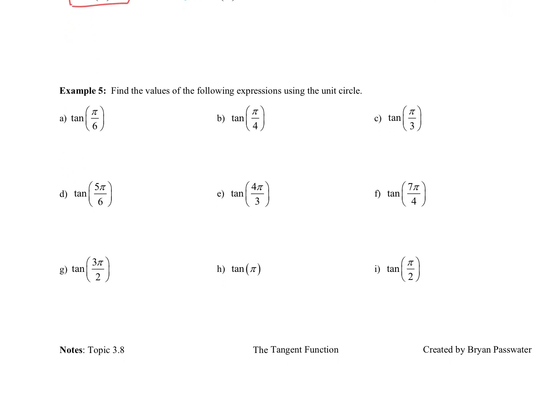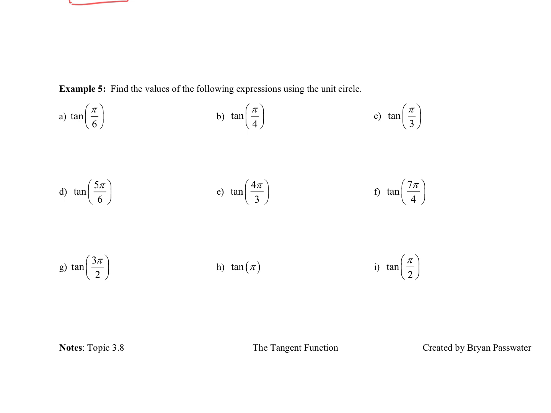All right, so on finding these values using our unit circle, I'll do a couple with you before I set you free. Now we have tangent of pi over 6. What's the tangent at pi over 6? What's the y value? 1/2. What's the x value? Square root 3 over 2. And so what cancels? The 2. So I'm left with 1 over square root 3. What do we need to do with that, though? We rationalize it. So we multiply by what? Square root 3 over square root 3, which is equal to? Square root 3 over 3.